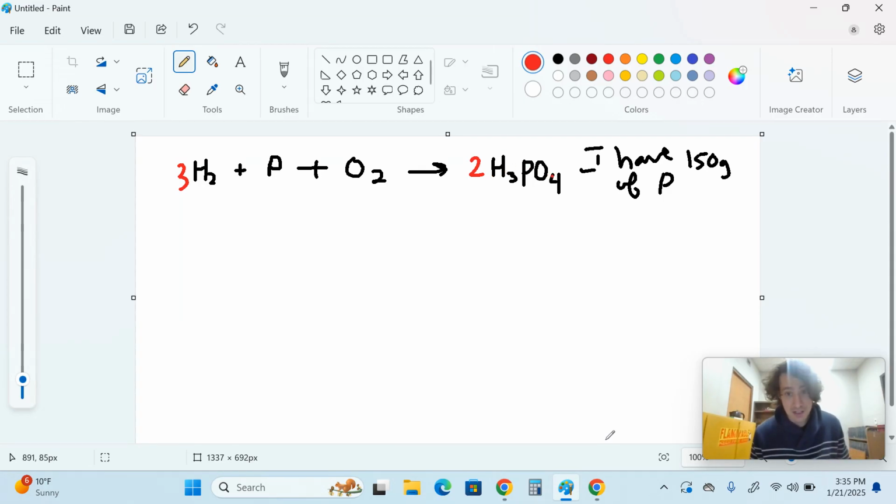Now how many oxygens do I have? 8 over here. So to get 8, I would put a 4 there. And now I have 2 phosphoruses, and this one's easy. Just put a 2 here to get 2 phosphoruses. It's pretty easy to balance, hopefully you agree. And now we can do our molar masses.